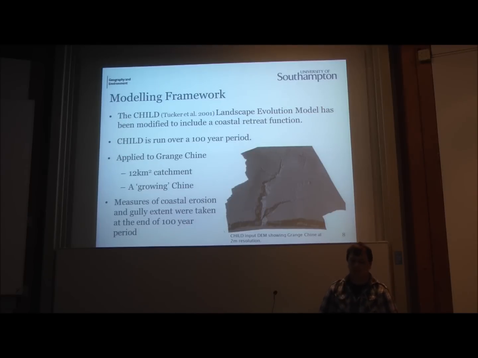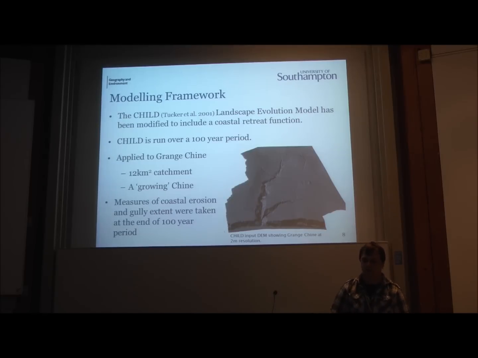Initially, it's been applied to Grange Chine, which is on the southwest coast of the Isle of Wight. It's the largest of these features on there and has a contributing catchment area of 12 kilometres squared. If you remember back to that big diagram at the beginning, it sits nicely into that growing chine area at the moment. And the selection of this chine allows us to see the trajectory of one of these more stable, persistent chines under climate change, to see where that will end up in the future.